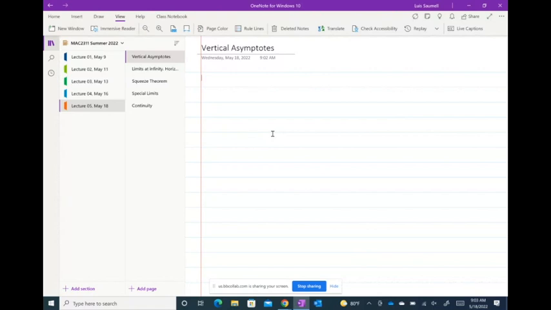I'm just going to ask if you can do one more problem, like the ones where it's going to 0 and the answer is infinity. We're going to keep doing that because we're going to talk about vertical asymptotes now. Any questions?